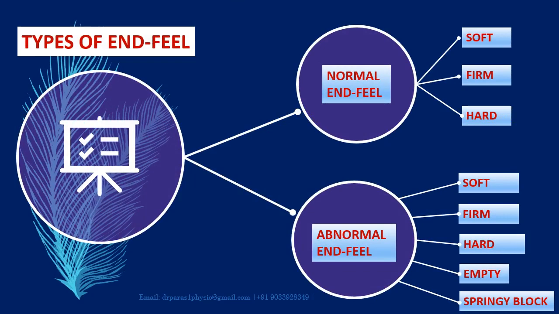Types of end feel. There are two types of end feel, normal end feel and abnormal end feel. Normal end feel is further divided into three types: soft, firm and hard. And abnormal end feel is divided into soft, firm, hard, empty and springy block.